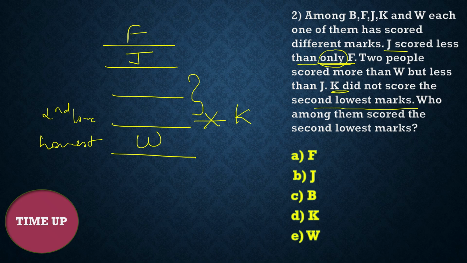If K is not placed here, what space is left for K? Here. Correct? K will be placed here. Now what is left? B is left. So B will be here. What have they asked? Who among them scored the second lowest marks? W scored the lowest marks. B scored the second lowest marks. The correct option will be C, that is B.